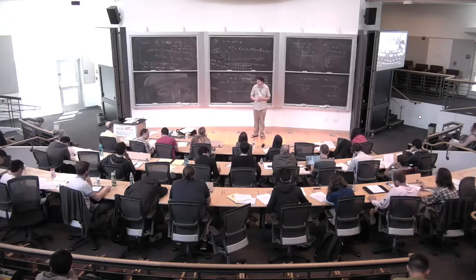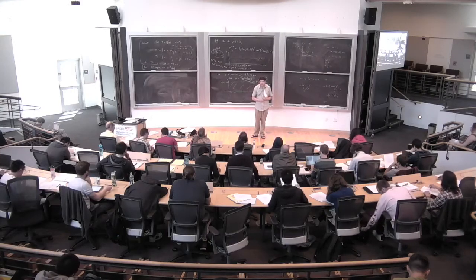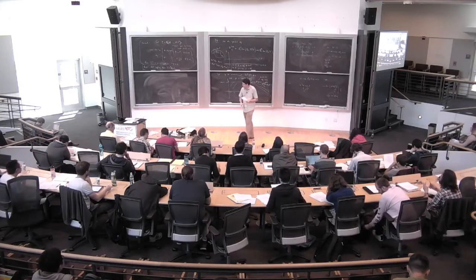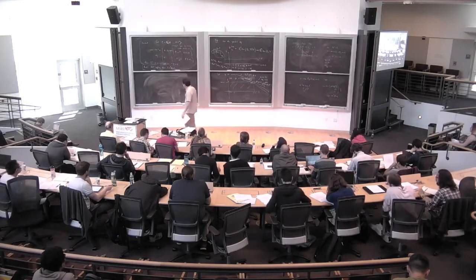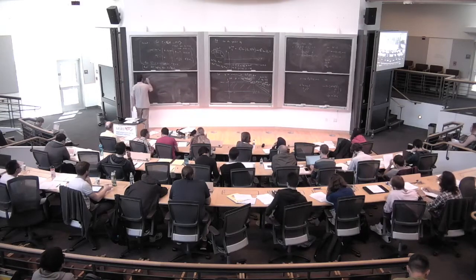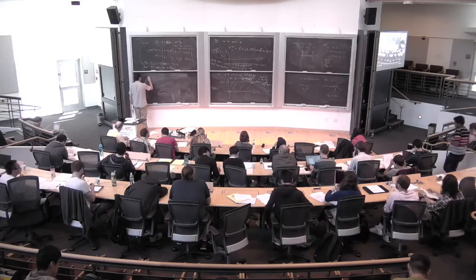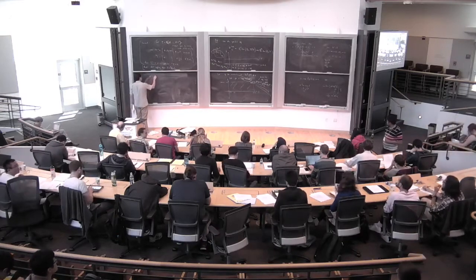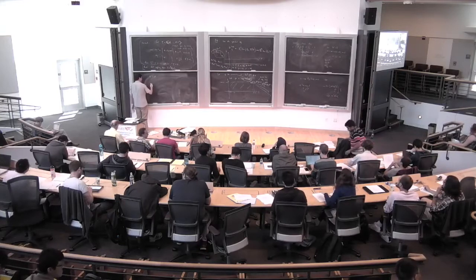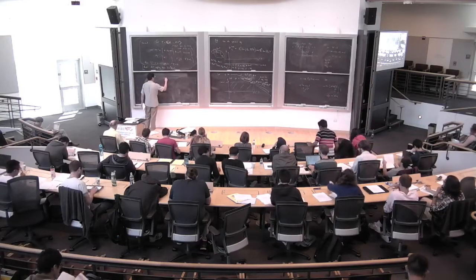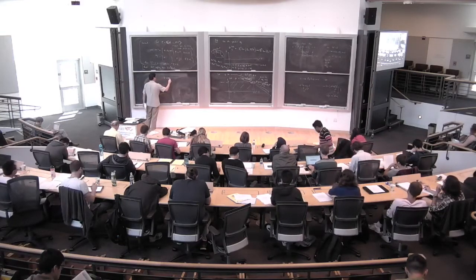Things from the last hour? Some of you wanted to see in a little more detail. So if I have a blow up, so if I have a smooth center Z in X, and X tilde is the blow up along Z of X.